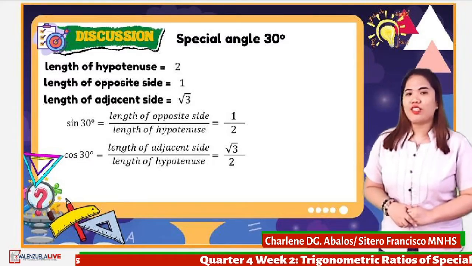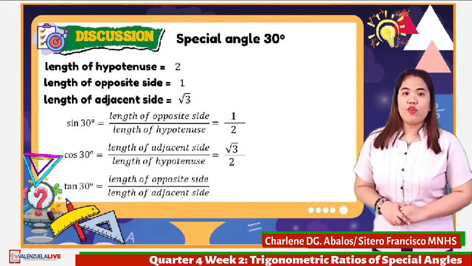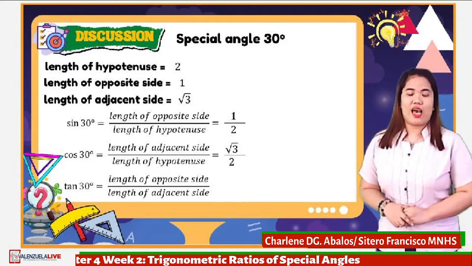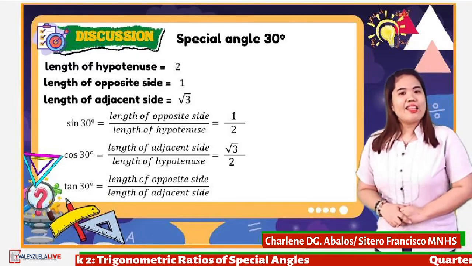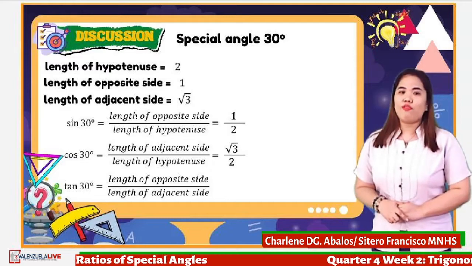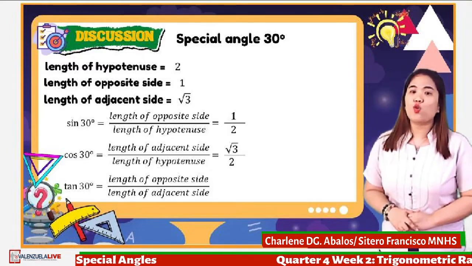Next is tangent 30 degrees. We have the ratio of the length of the opposite side and the length of the adjacent side. Substitute, the length of the opposite side is 1 and the length of the adjacent side is square root of 3.